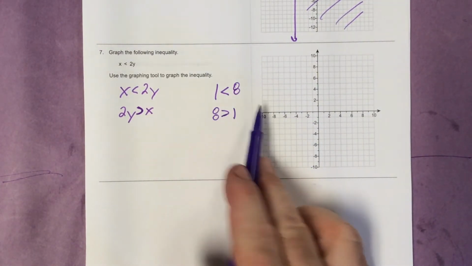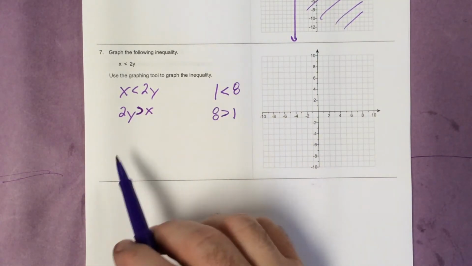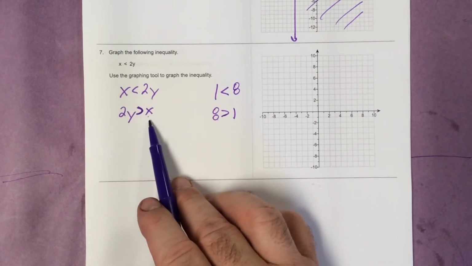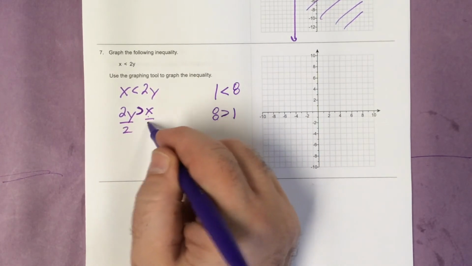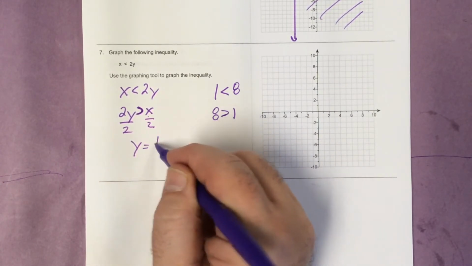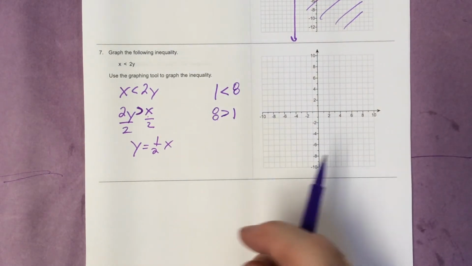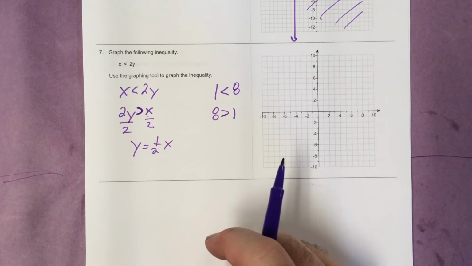Just like I did here. Here it's easy to see why I turn the inequality around. Here, not so easy. Another thing to consider, the inequality is pointing at the x, it should remain so after you flip it. Once I'm done with that, I just divide both sides by 2, and I get y equals 1/2 x.